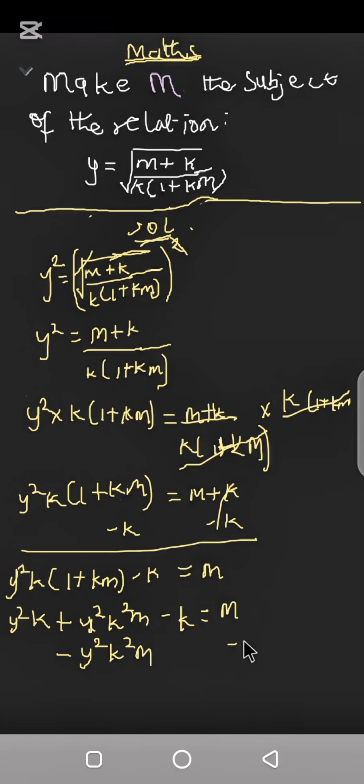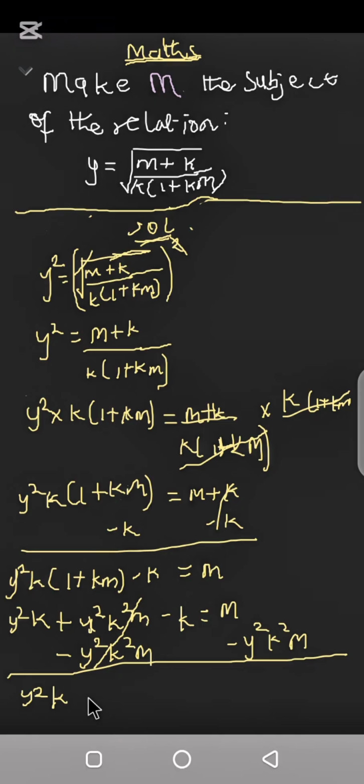So do that on both sides, minus y squared k squared m. So the opposite, the reverse operation. So when we do that, what do we have left? You can see that these both will disappear, and what we have left is y squared k minus k, and that is equal to, we already have m here, now minus y squared k squared m. So we are making progress. As it stands now, our m is now on one side of the equation.